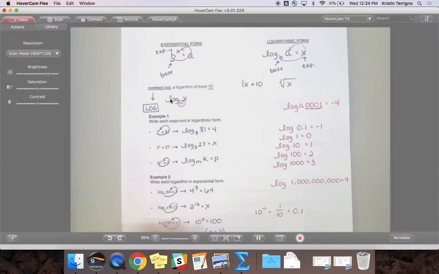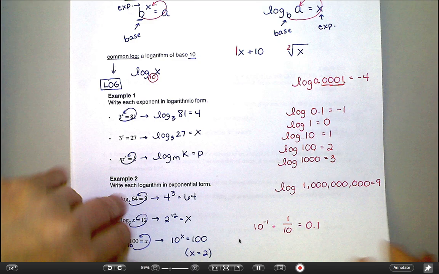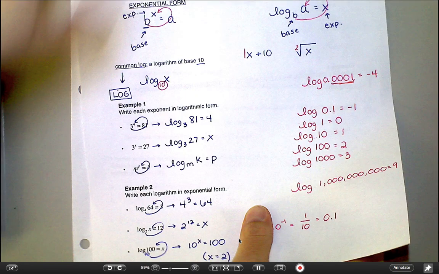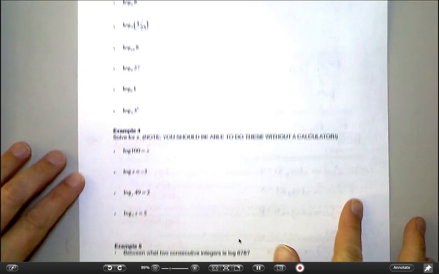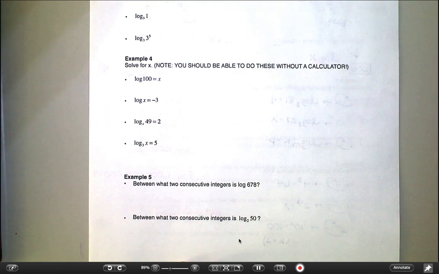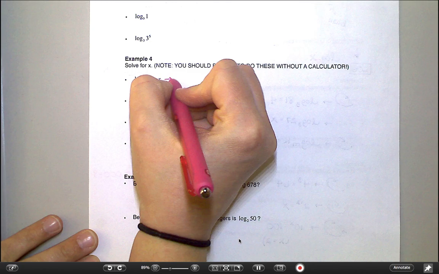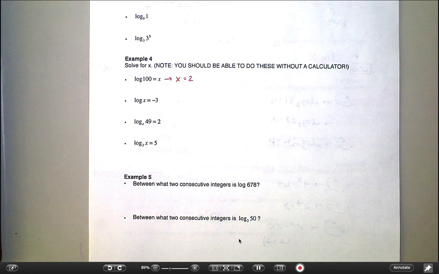Okay, let's see where we're at. Time-wise, I can probably get one more example in. Let's flip to the back here. And I think actually I'm going to skip example 3 for now and come back to that in another video. I want to just hit example 4 here. Actually that first example we already did. We did that on the previous page. We had log of 100 equals x. We said x equals 2.